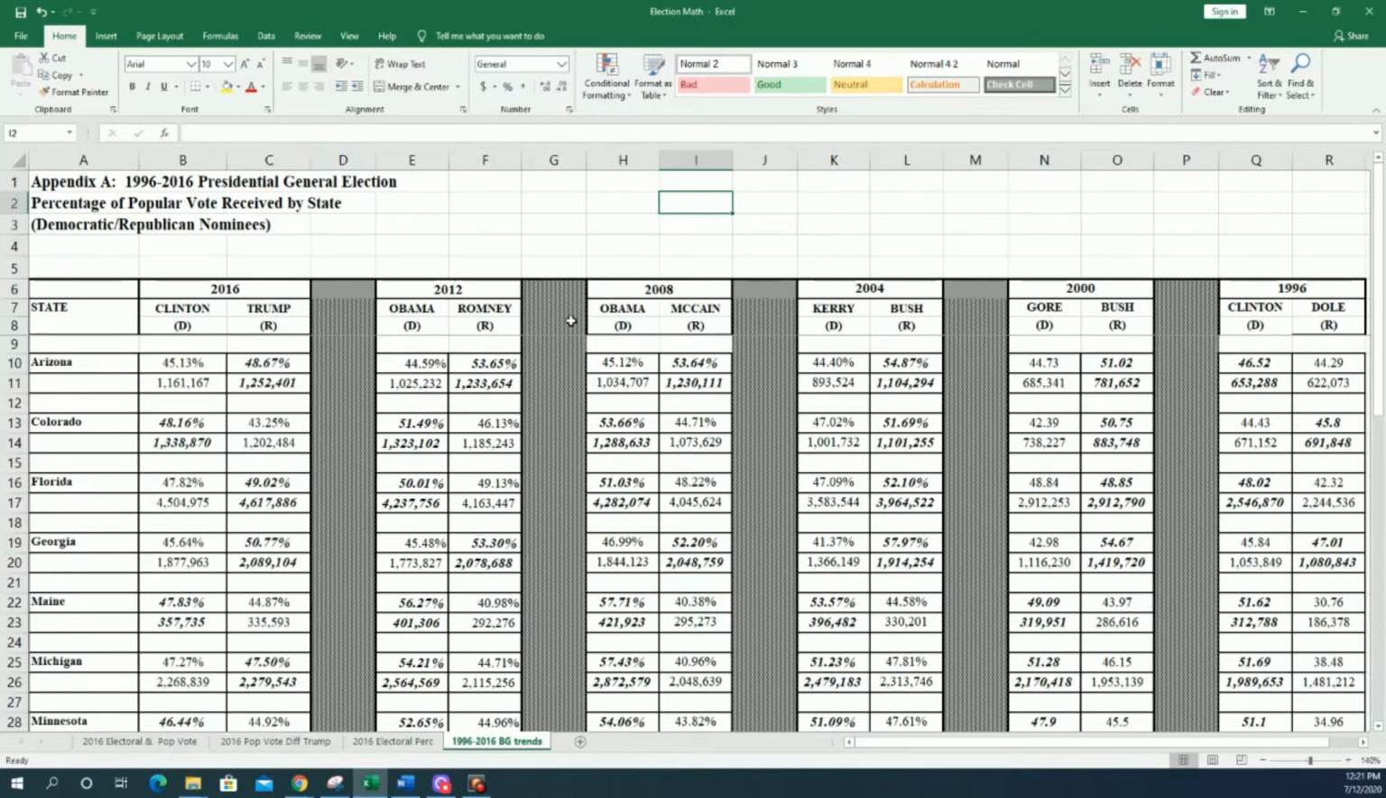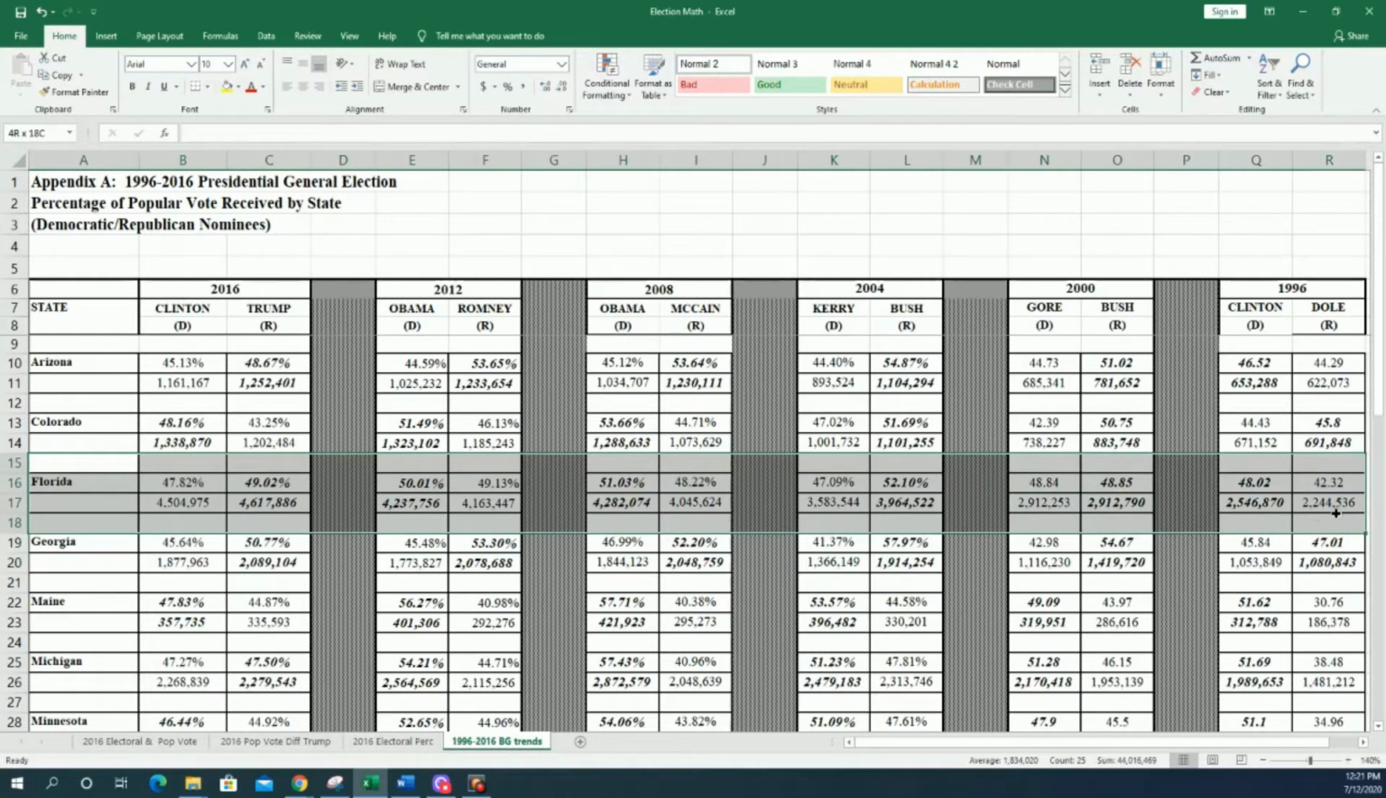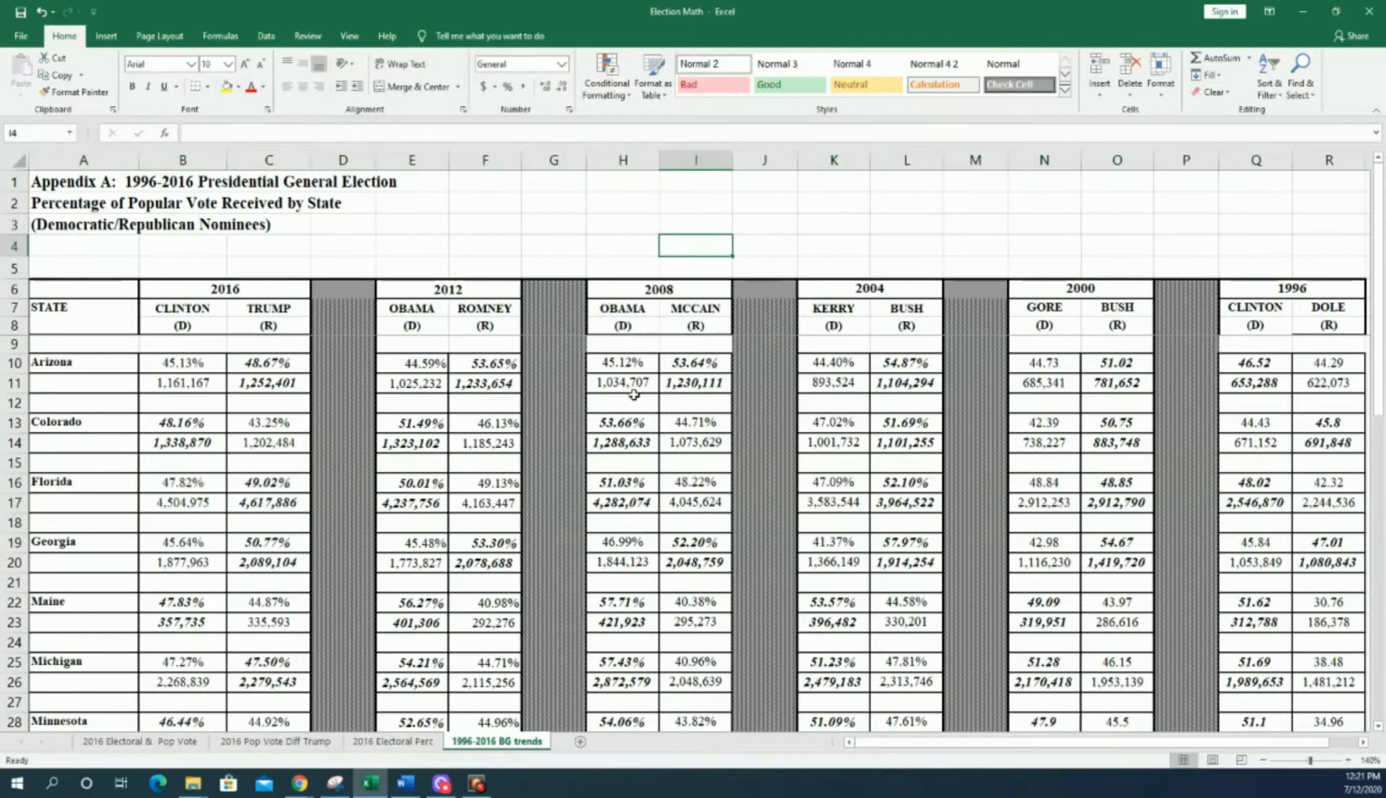So if you see here, Florida, for the most part, is the most populous state as far as battleground states go, and it is heavily contested. So, like I said, in '96, Clinton won this by 6 points. He had 2.5 million votes over Dole's 2.2 million votes.